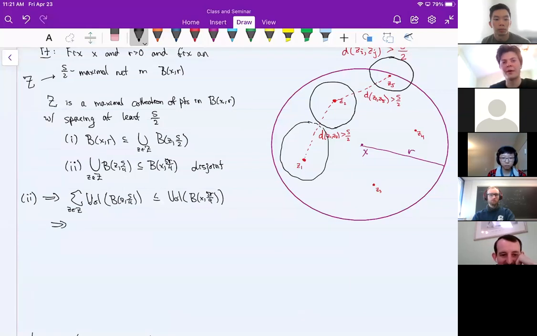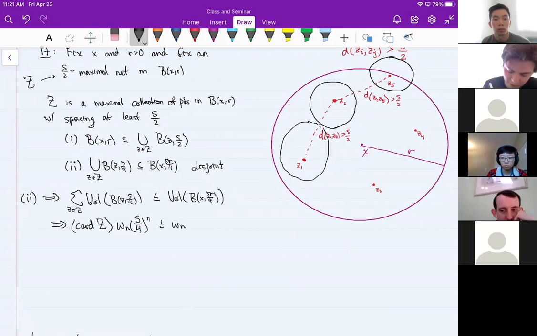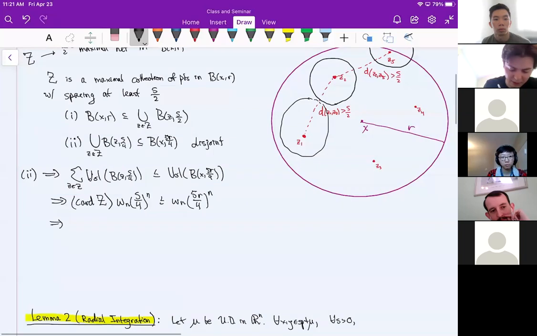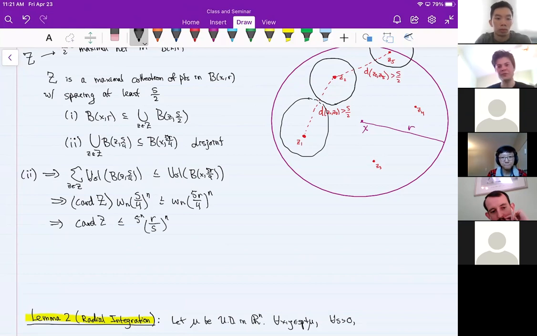Right, and then here, the volume of all my balls on the left side are the same. So really, this is just the cardinality of my net, the points there, times omega n (s/4)^n. It's less than the volume of the ball on the right. Rearranging this inequality, I get the cardinality of Z is at most (5^n r^n)/s^n. Right, so this gives me a bound on the number of points.